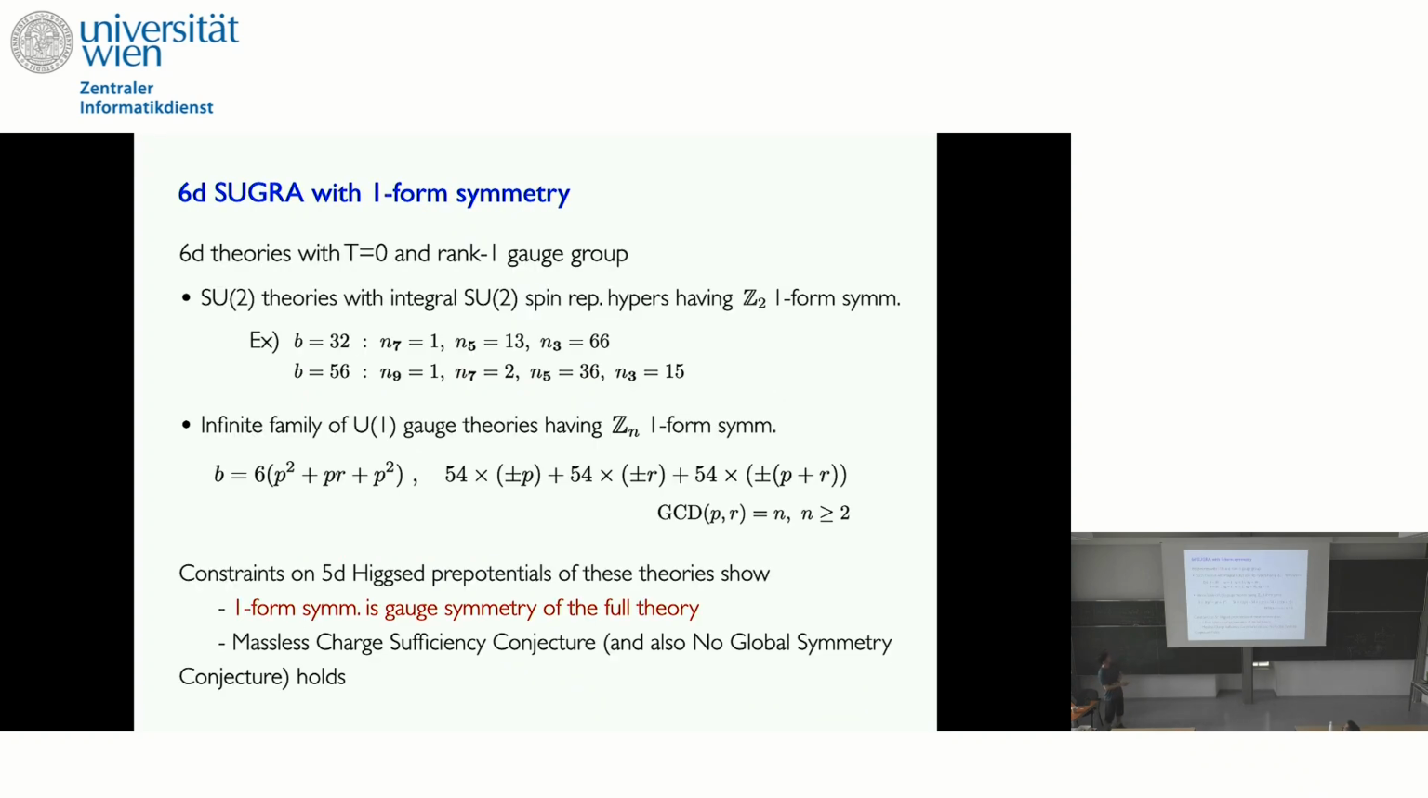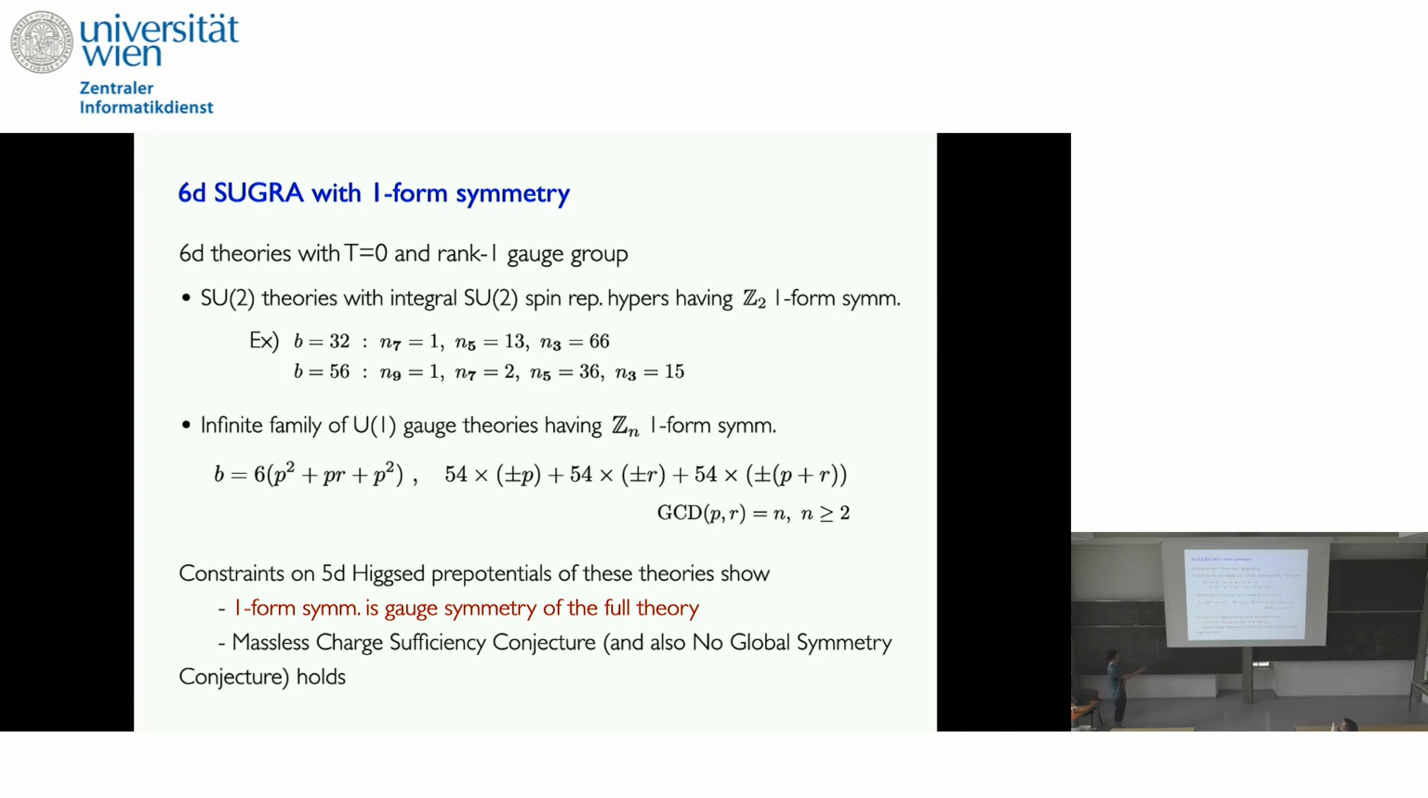And we perform the same computation for the other rank 1 gauge groups with a tensor multiplet. For example, SU2 gauge theory with integral SU2 spin representations has a Z2 one-form symmetry in the massless spectrum. These are some examples with a higher B. And we can do the same computation and show that if this Z2 one-form symmetry is not gauged, then the theory belongs to the Swampland.